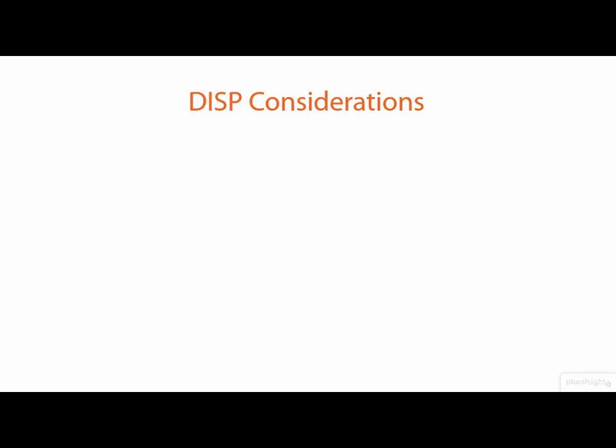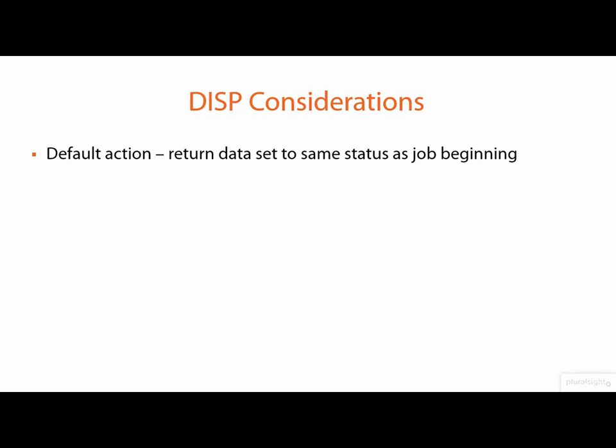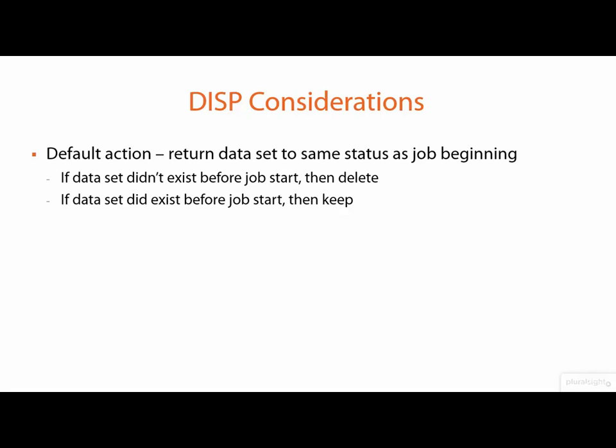So the basic considerations for disposition processing, as we said, is that the default action is to return the data set to the same status it was in before the job started. If it existed, we're going to keep it. If it didn't exist, we're going to delete it. And so as a result, the disposition processing for normal termination and abnormal termination says, is there anything that we want to do that's different from that default action? For example, if I'm creating a new data set and I want to keep that data set, then I need to specify the option that says I want to keep it rather than letting it delete by default.